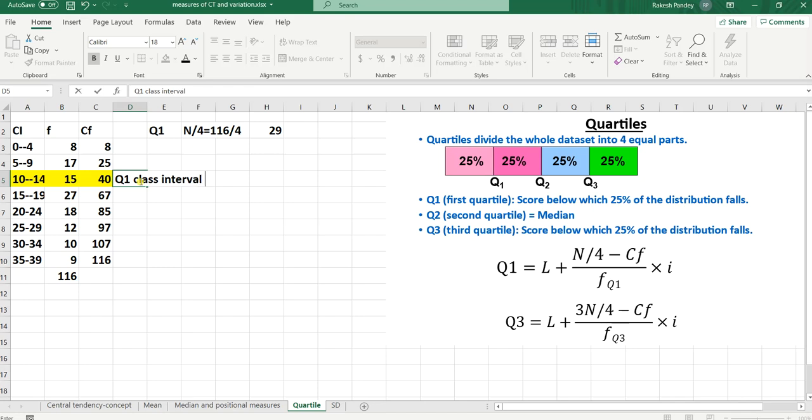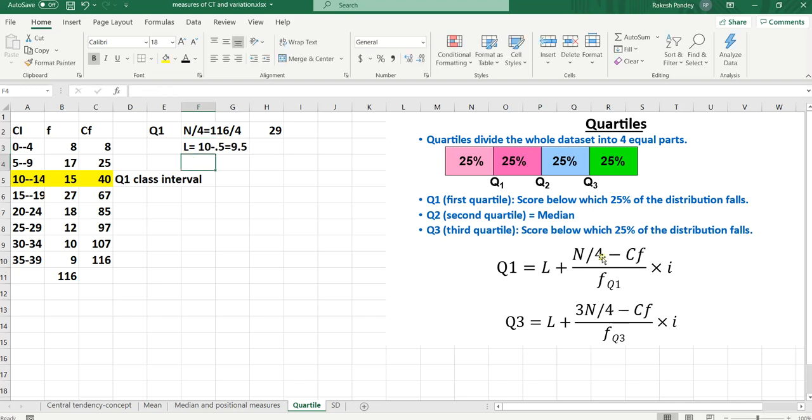And now based on this, we can compute all the needed values. So what will we need? We have computed n by 4. Now we need L. L is the exact lower limit of this class. So L is equal to 10 minus 0.5 is equal to 9.5. So L is 9.5, the exact lower limit.